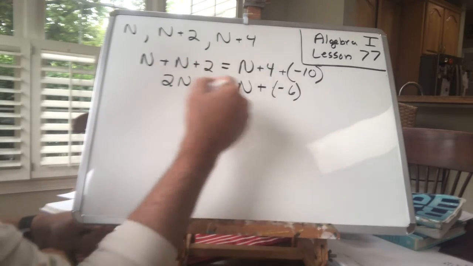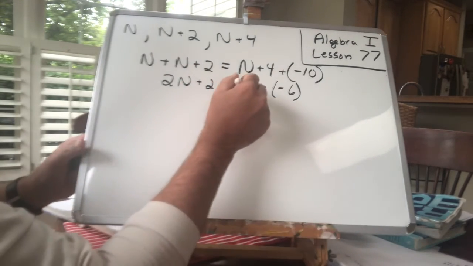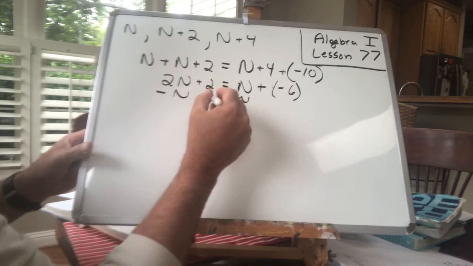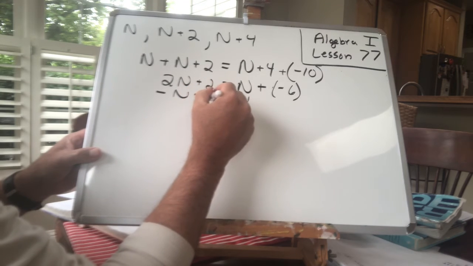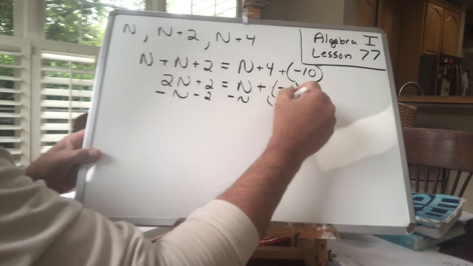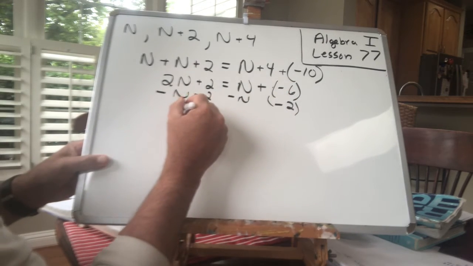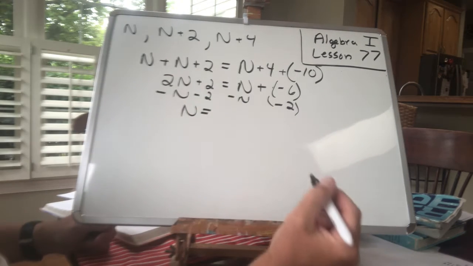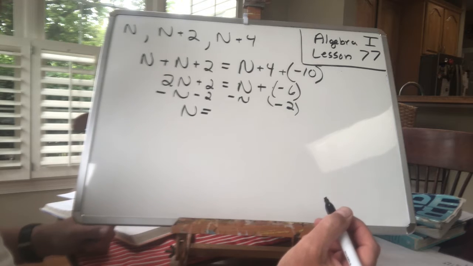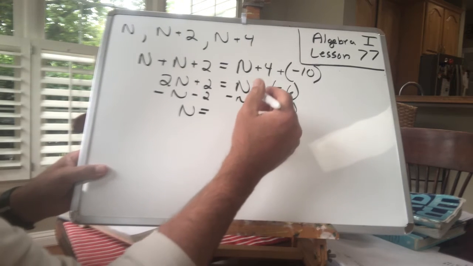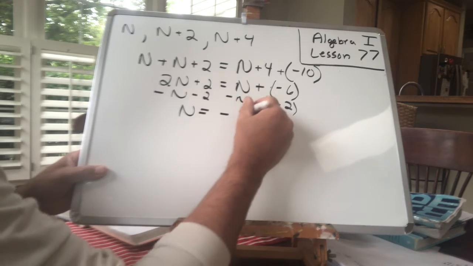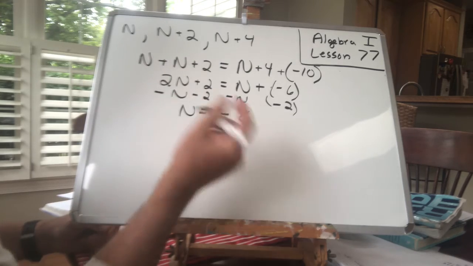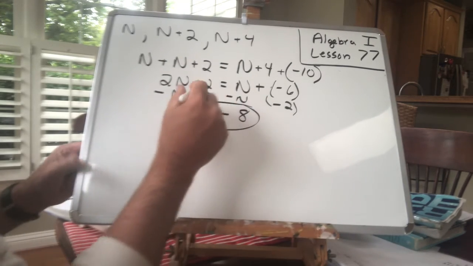Then we get the numbers on one side and the variables on the other. We'll get the variables over here. So we'll minus 1n, and we will minus 2 here, take it over there, and minus 2. So we are left with n equals negative 8. Negative 6 and negative 2 is negative 8. 2n minus n is 1n. So that's my first digit right there.